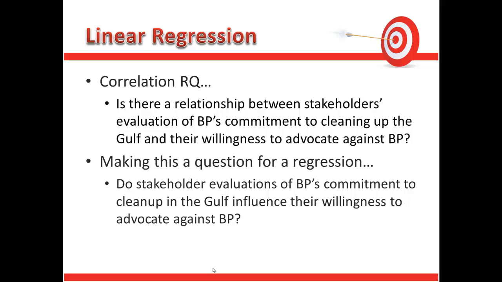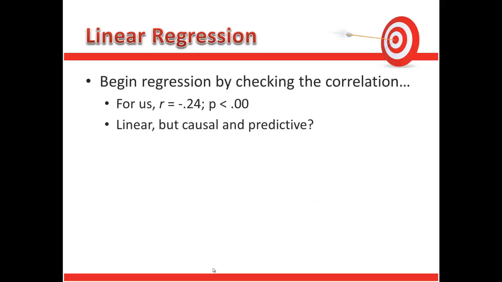So here's the difference between a correlation research question and a regression research question. The key difference is the framing. The correlation is asking if there's a relationship, whereas the regression identifies whether there is a causal change. So in our BP example, we had the relationship between the stakeholders' belief that BP was committed to cleanup compared to their willingness to protest against the company.